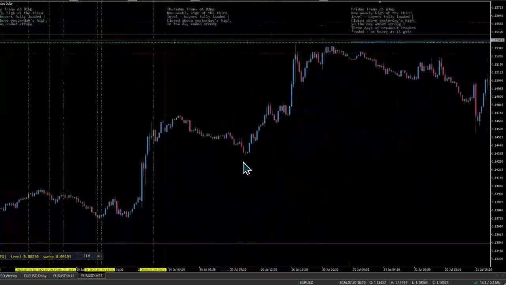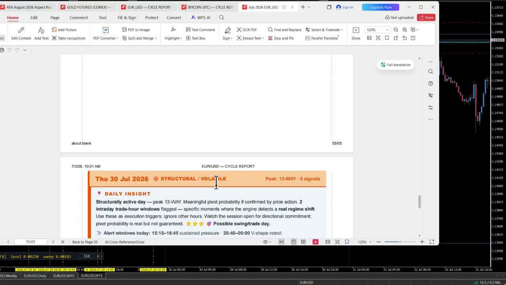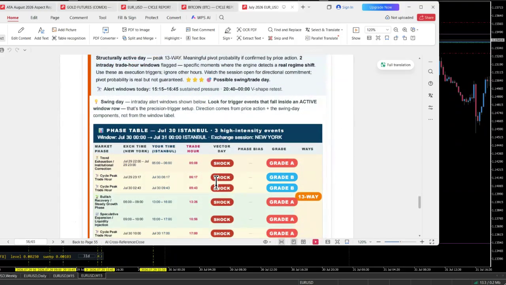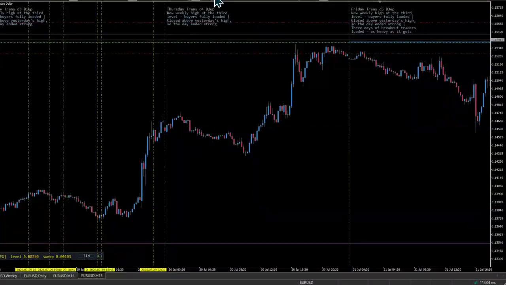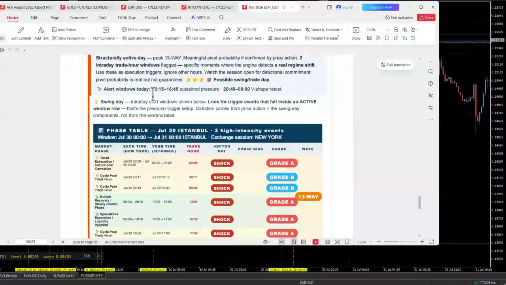Now this is Thursday. Let's take a look at Thursday. Thursday was also a shock day. So it's telling me sustained pressure from 315 to 445. So let's take a look. This is 315, 445 zone. And that's your 445 flying over. All right. So sustained pressure.